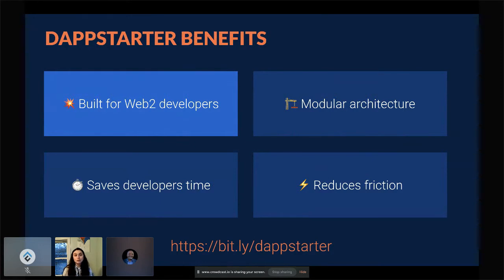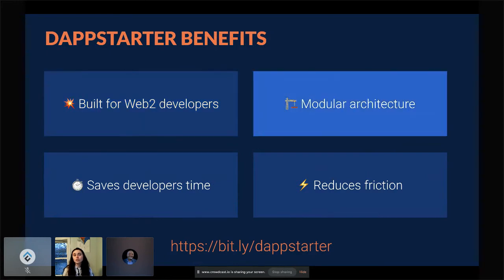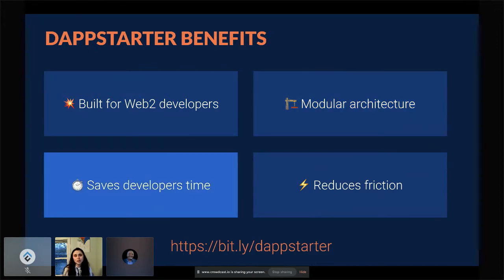So there are four key benefits that we like to outline about Dap Starter. The first is that it's built for Web 2 devs. So it's not expecting that developers know everything about blockchain, though, of course, Web 3 devs can absolutely make use of Dap Starter. The second piece is modular architecture. So these feature modules really allow developers to customize the dApp that they want to build. We're not trying to give you an out-of-the-box template. We're really trying to help developers start from a place that is custom and then go ahead and customize from there. And ultimately, all of this saves developers time.